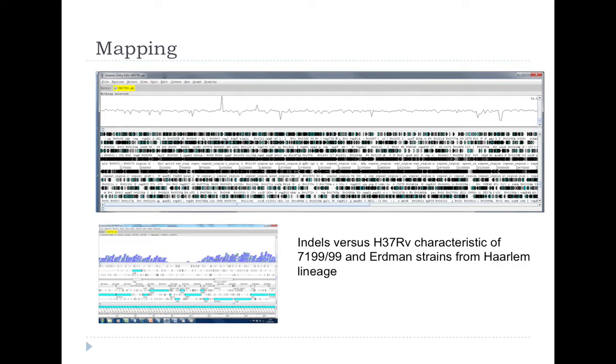Using these indels, Martin Sargent, the bioinformatician who was doing the analysis on this, was able to say, well, actually it most closely does resemble this recent German strain, 7199/99, which was associated with an outbreak in Germany, and another strain called Erdmann, from this lineage known as the Harlem lineage of M. tuberculosis.